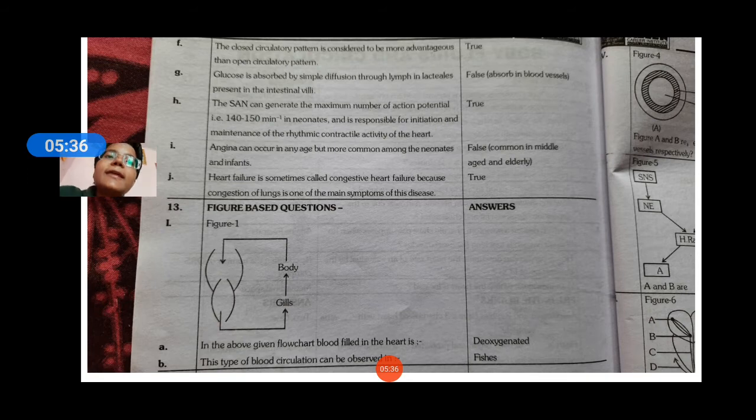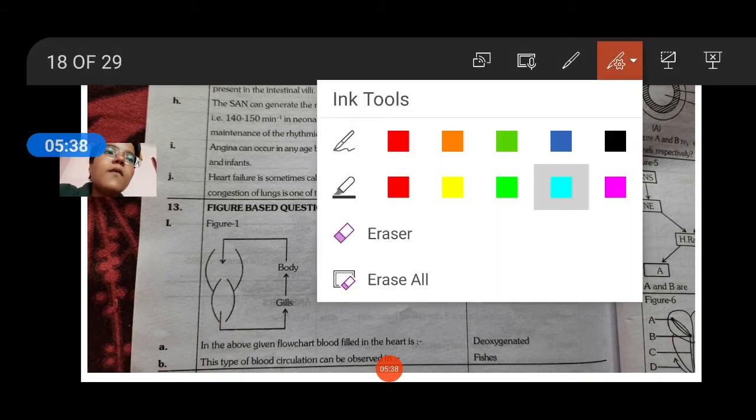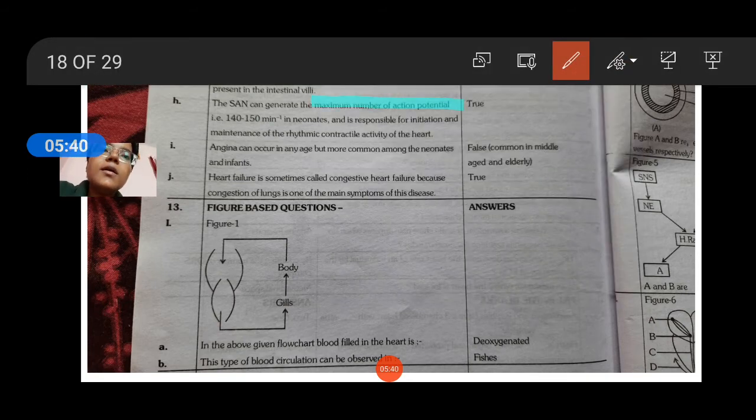The SAN can generate the maximum number of action potentials, 140 to 150 per minute in neonates, and is responsible for initiation and maintenance of rhythmic contractile activity of the heart. True. In neonates, you have to learn that 140 to 150 per minute. Angina can occur in any age but more common among neonates and infants. False. It's common in middle-aged people, not in infants.